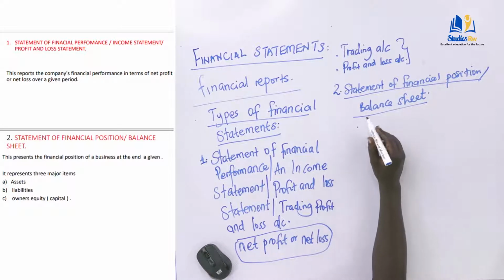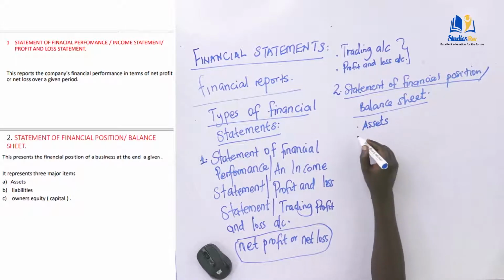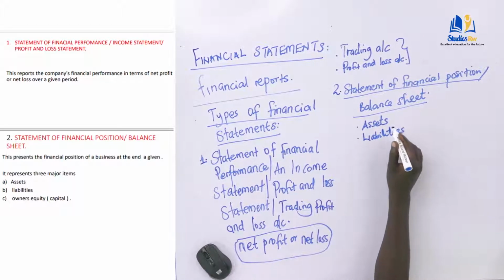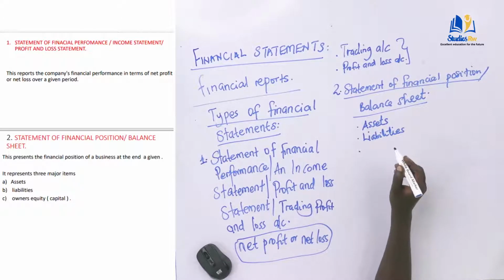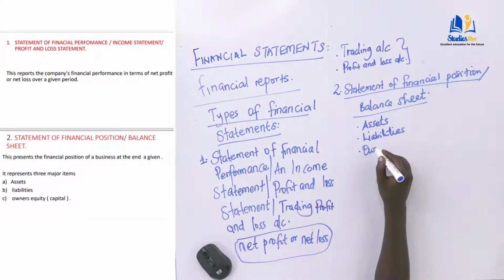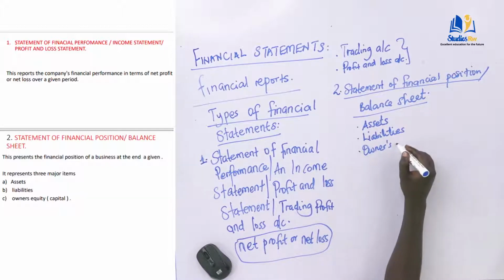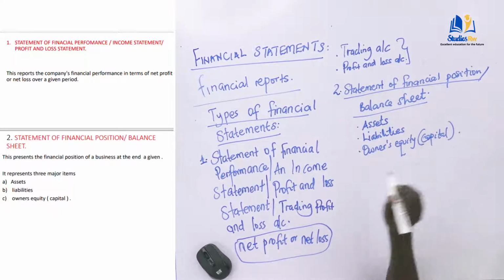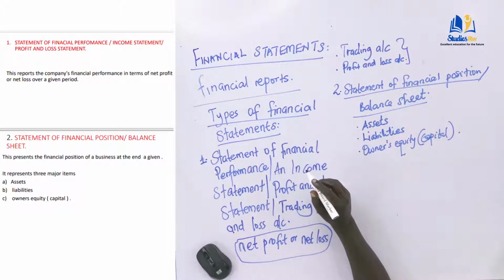Its constituents: one, it represents what we call assets. It represents liabilities. Then it represents what we call owner's equity, or what we call capital. So these three items are shown, portrayed, and conveyed in the statement of financial position.